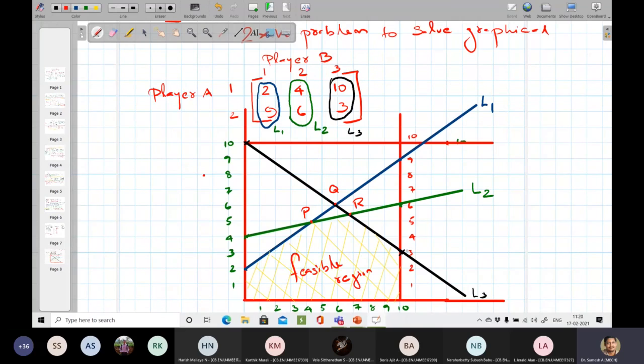So here I eliminated Q, since that is not covered by the feasible region. So P and R. Which is the highest peak, P or R? R is having the highest peak. Am I right? Yes, sir.